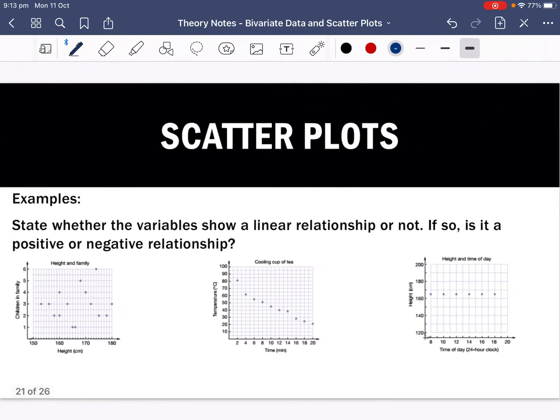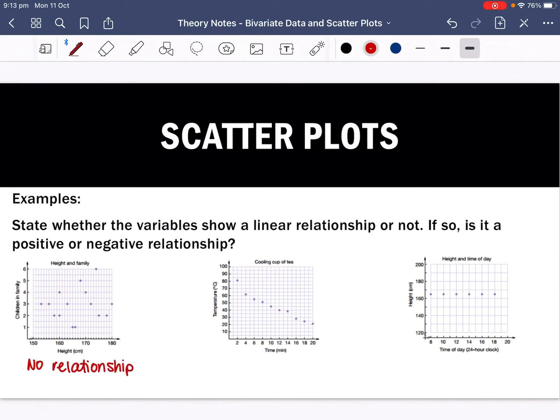Let's have a look at some examples of this. So we're going to state whether the variables show a linear relationship or not, and if so, if it's a positive or negative relationship. So this one is not a linear relationship. This one here is totally random, so there is no relationship with this first graph.